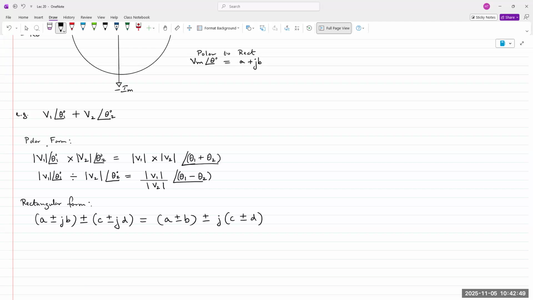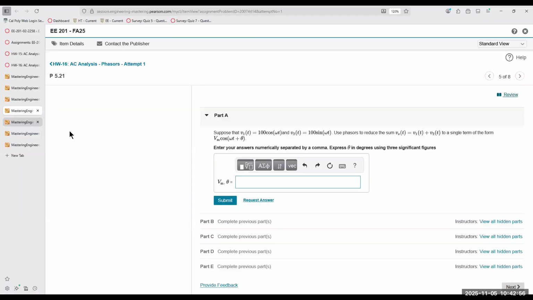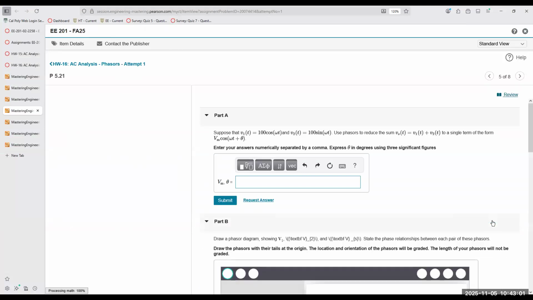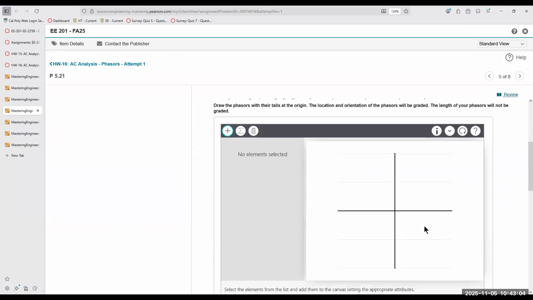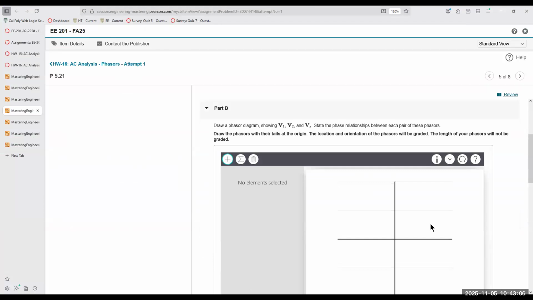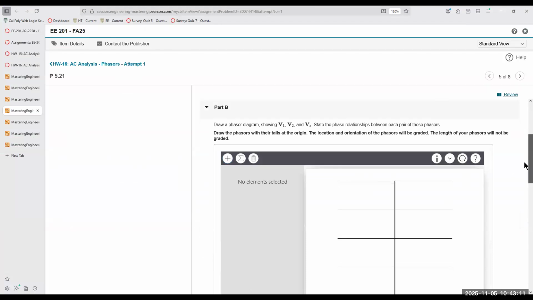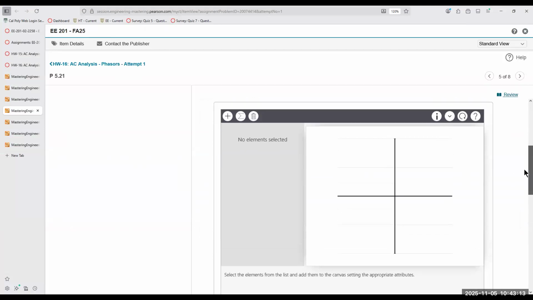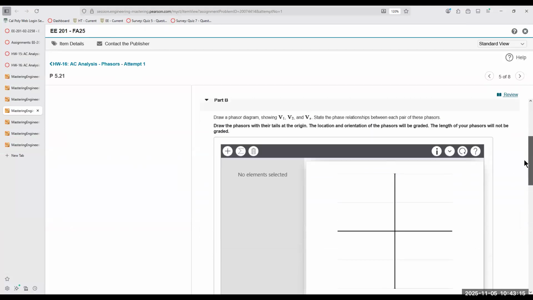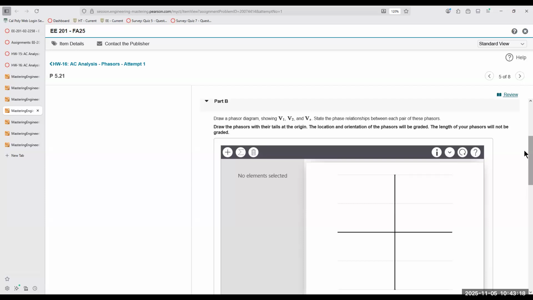Yes. Let's go back to the homework. 5 point, which one? This one? Okay, let's see. View all hidden parts. Draw the phasor diagram showing V1, V2, and Vs. State the phase relationships between each pair of these phasors. Okay. I don't have the answers with me. So what is the answer for V1? If any student performed this on your calculator, what answer did you obtain?